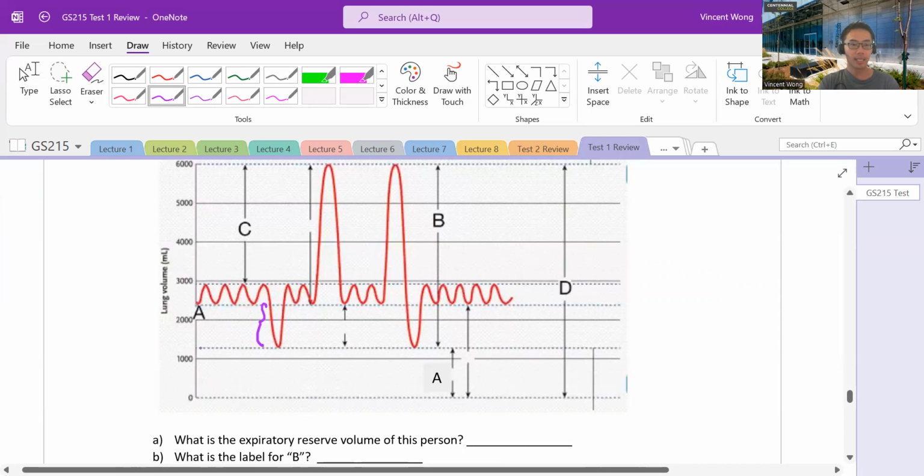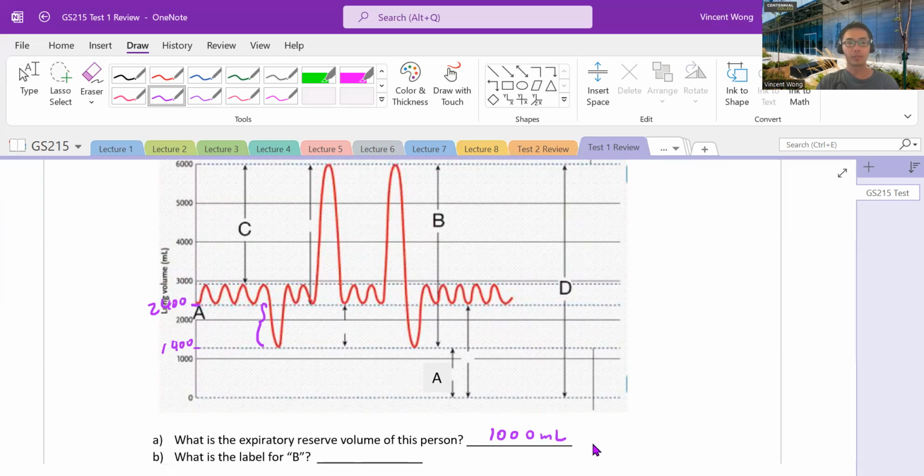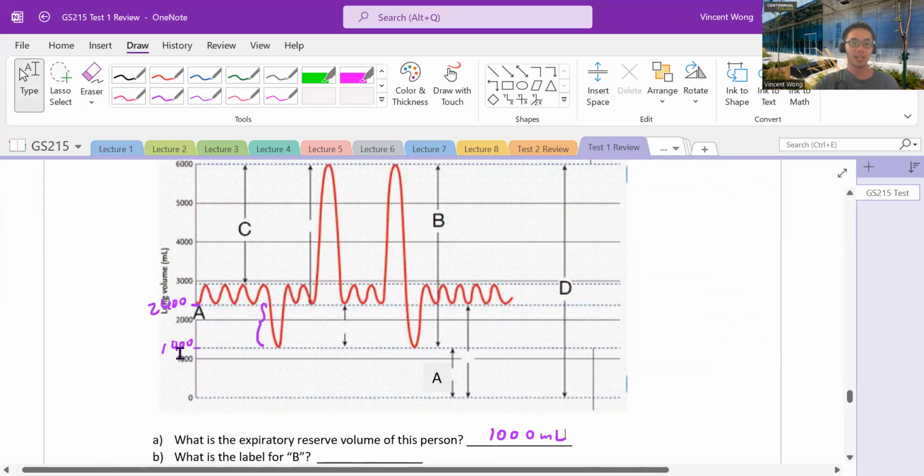Okay, so we can see this is about 2400 maybe, and then this one here is about 1400. So if you subtract them, you would have about 1000 milliliters. And I know what you're thinking. What if I get this question on the test? These numbers seem so arbitrary, like it seems so random. What if I think this is like 2300? Would I get it wrong?